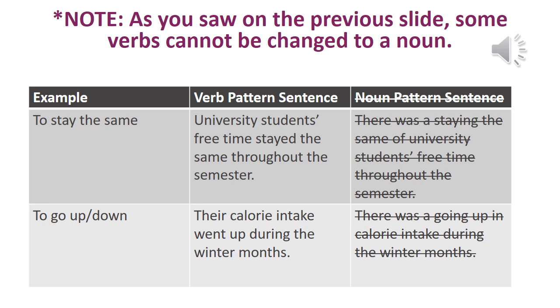For the example to go up or to go down, we can use the verb pattern sentence. Their calorie intake went up during the winter months. However, we cannot use it in a noun pattern sentence. There was a going up in calorie intake during the winter months would not make sense.